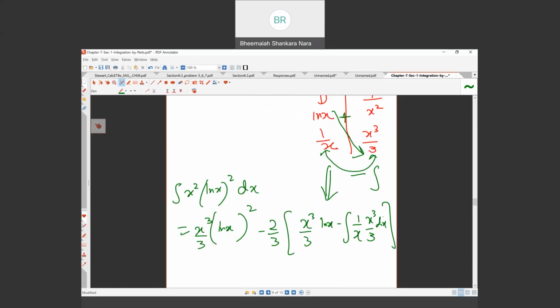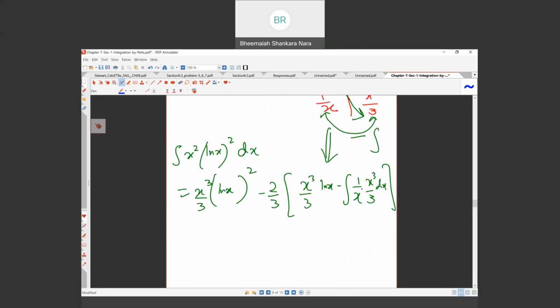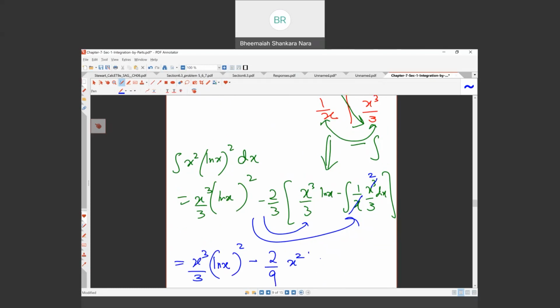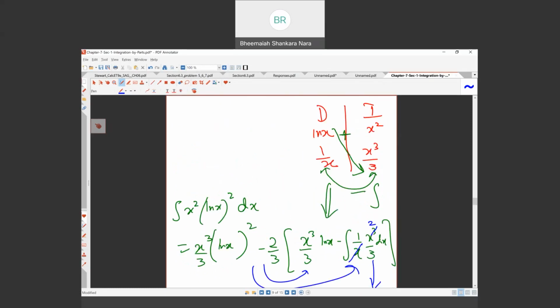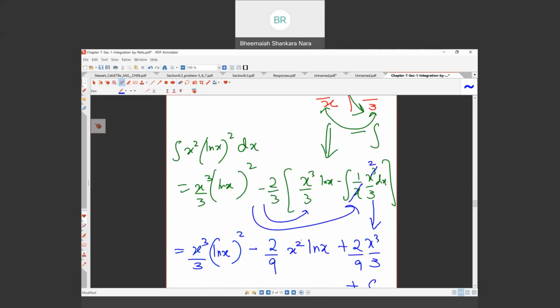Now let's simplify this a little bit. Cancel x, cancel the cube, write it as square, and multiply this negative for both the terms and integrate the last term. So when you do this, you get x cubed divided by 3 times (ln x)² minus 2/9 x squared ln x plus 2/9 times x cubed divided by 3. When you integrate x squared, you have x cubed. And then the constant of integration will be a plus c. This should be cube. It's from here.